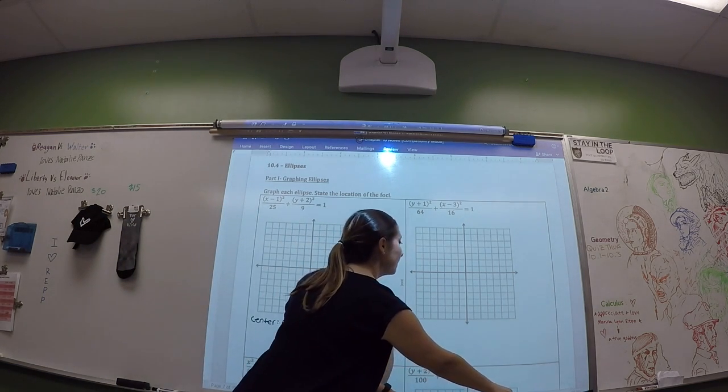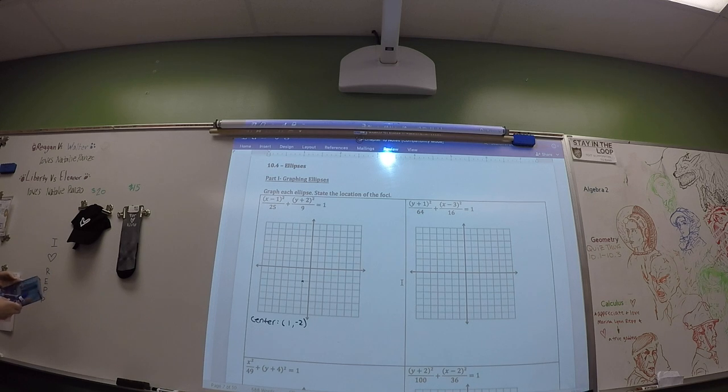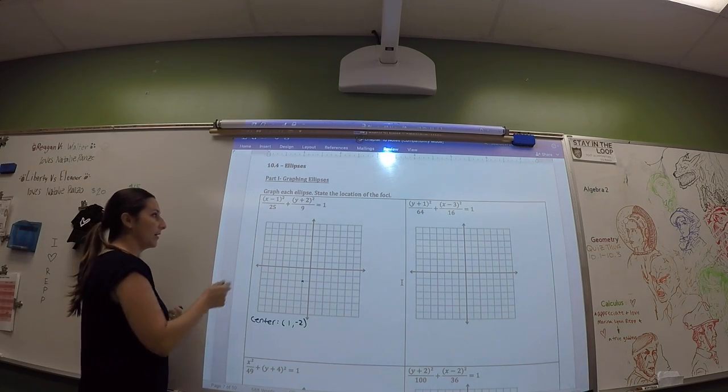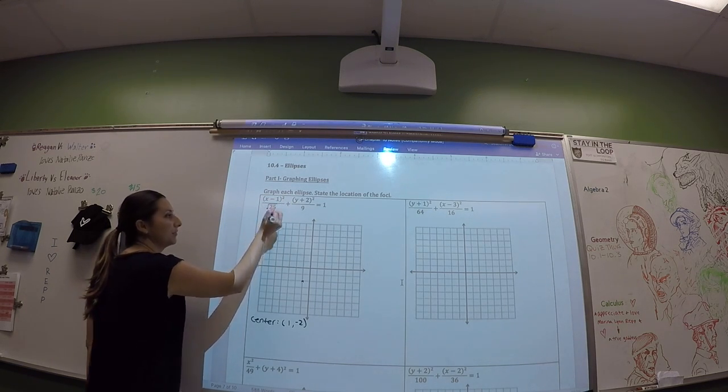I'm not going to lie, if you had never told us that, I would have done 1 over 25 and said that was x. Because I thought that's how it was. No, so those are different. So this number, we're going to take the square root of and get 5.